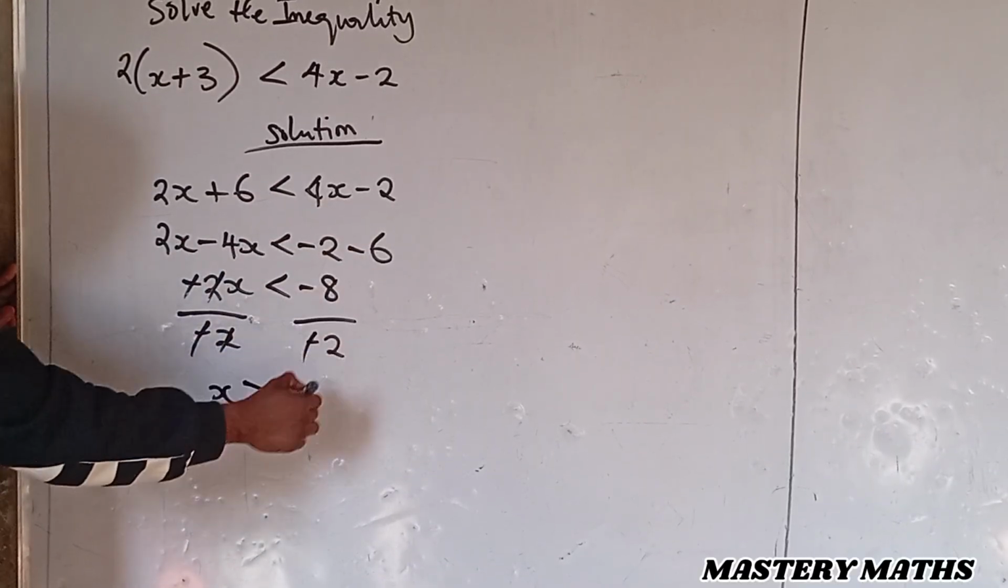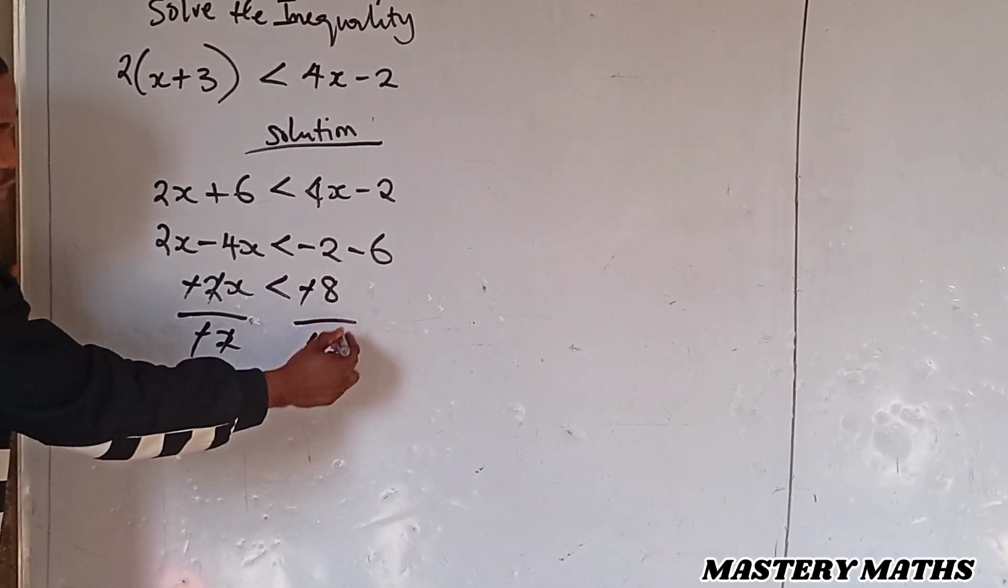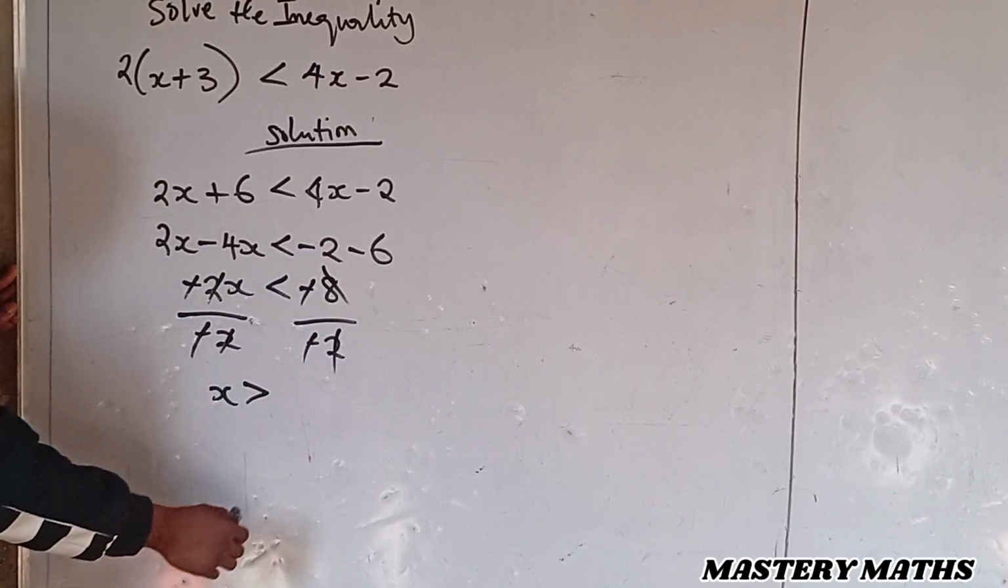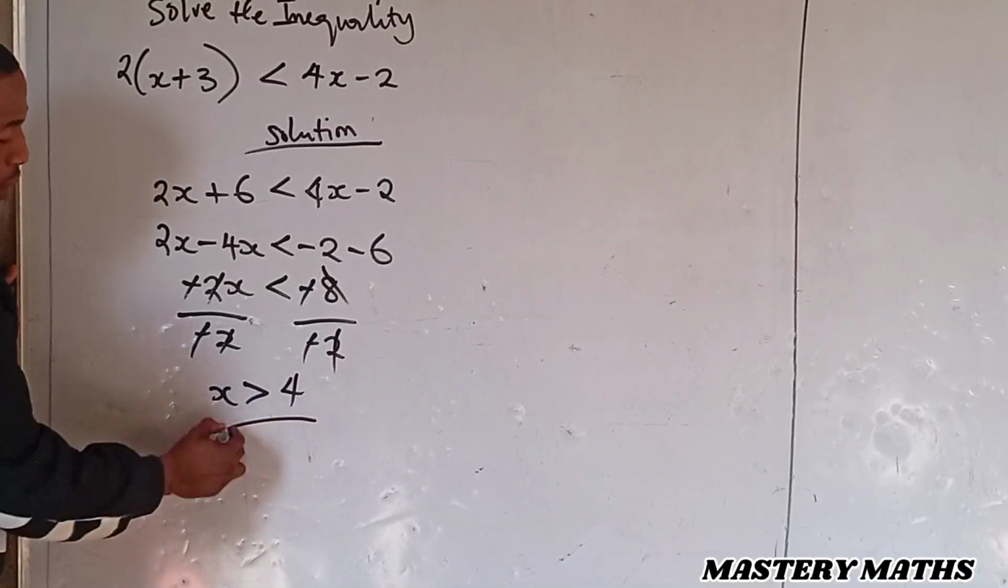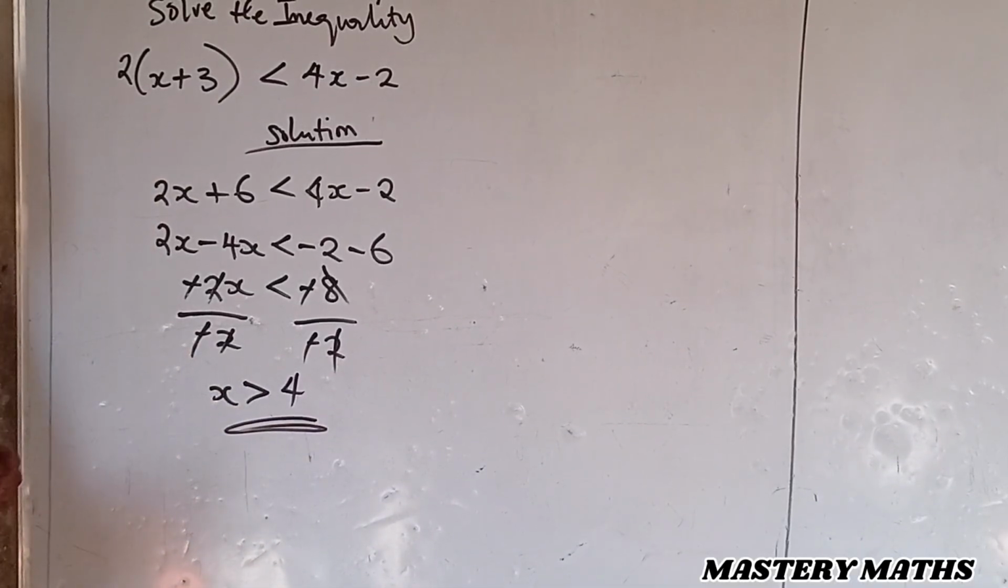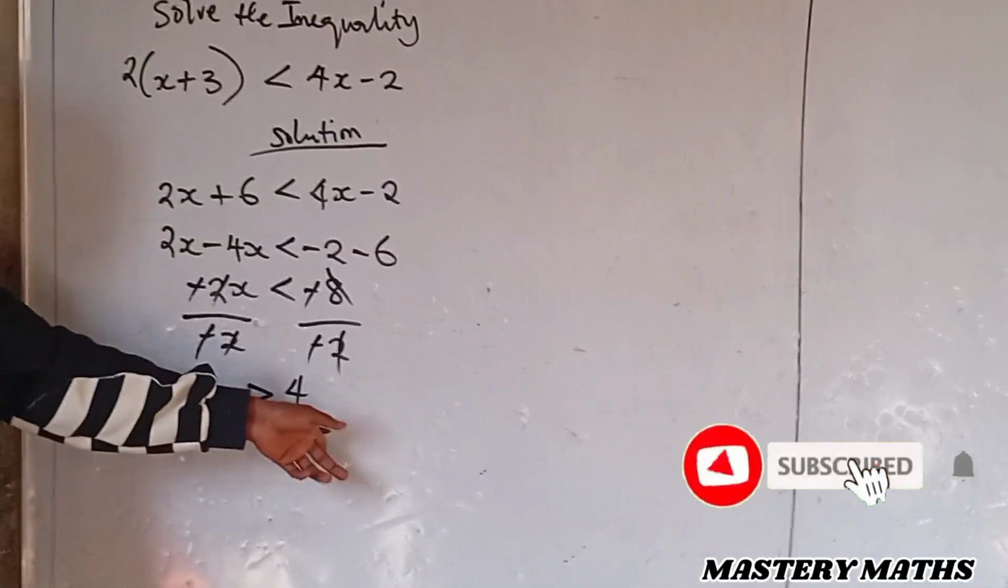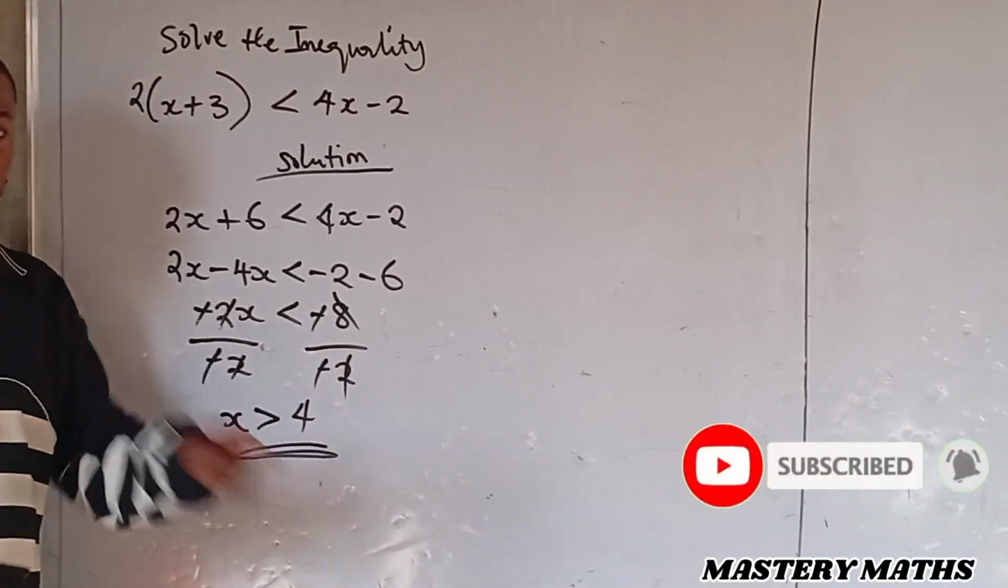Then coming to this part, minus will cancel out minus. 2 we go into 8 to give us 4. So our answer is x greater than 4. That is the answer. Thank you.